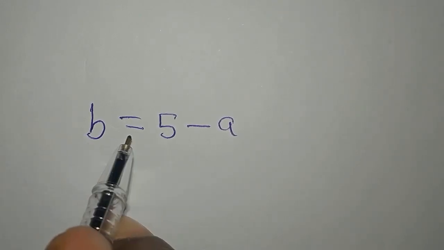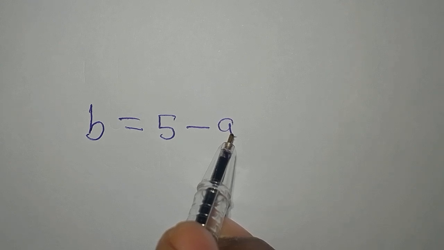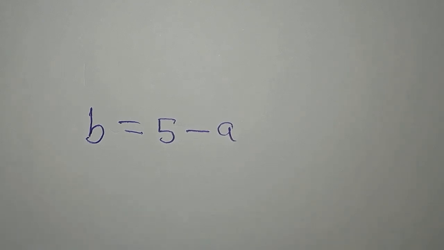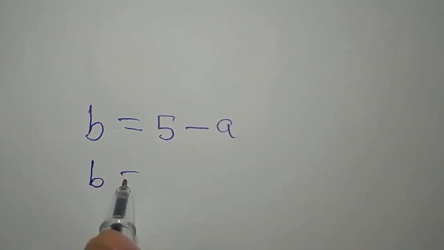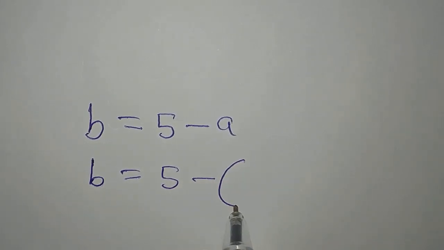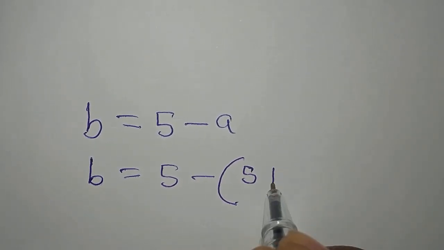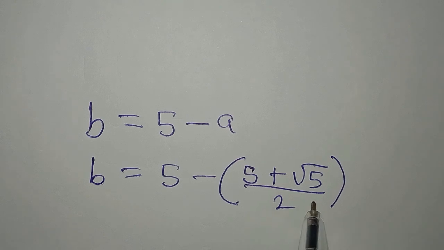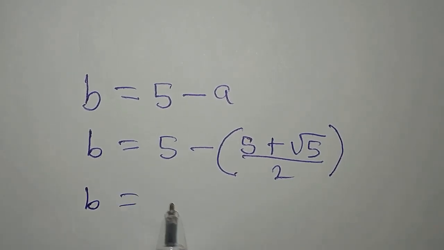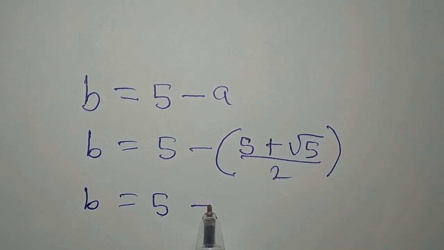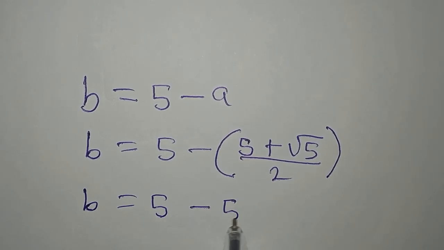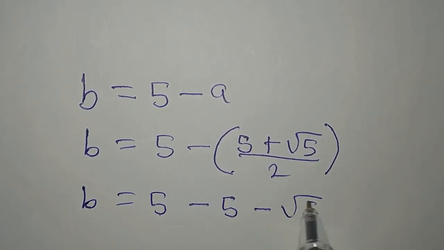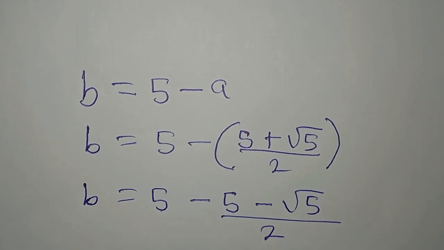Okay, so b is equal to 5 minus a. So this is our equation 3 from before, and it's from here that we'll get our value of b. So b will be equal to 5 minus open bracket, a is 5 plus square root of 5 over 2. Okay, this is the first value of a, right? So b now will be equal to 5 minus, then the same negative will multiply this, so we have negative square root of 5, and everything is over 2 here.